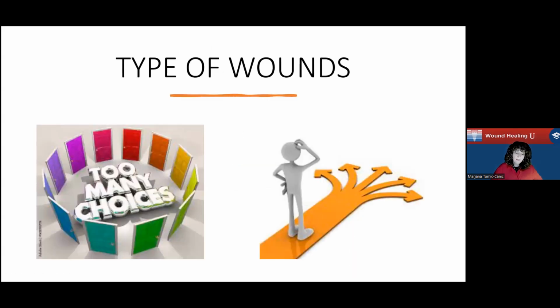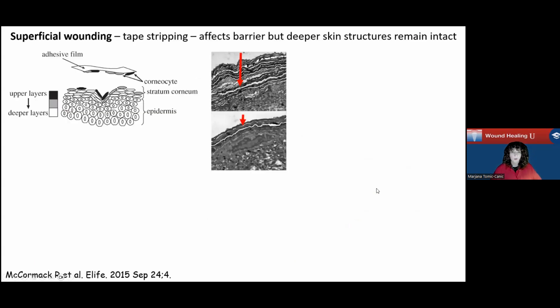And one faces the first question when you want to do a wound experiment that translates to human: which type of wound to use. Again, there's superficial wounding such as tape stripping, where you basically just remove the top cornified layer of the skin, compromising just the barrier structure and nothing else.